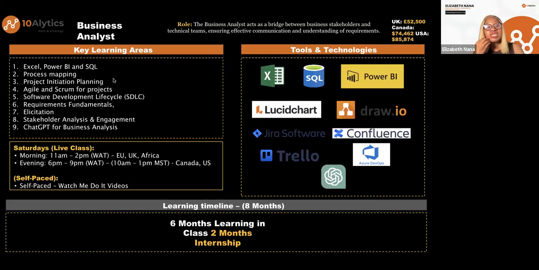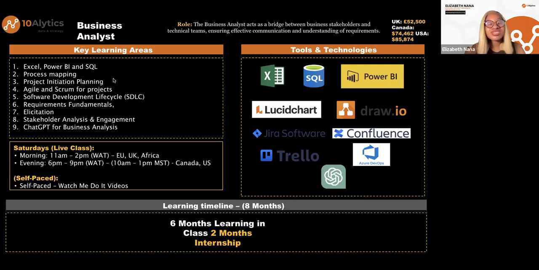Now, the third one is what we call drop-in sessions. Now, for business analysis, I want you to listen carefully. For business analysis and for data science, your drop-in sessions happen 2 times a week. So once on Wednesdays, 9 p.m. West African time, and then the Saturdays when you don't have your marathon live classes, you have your drop-in sessions.